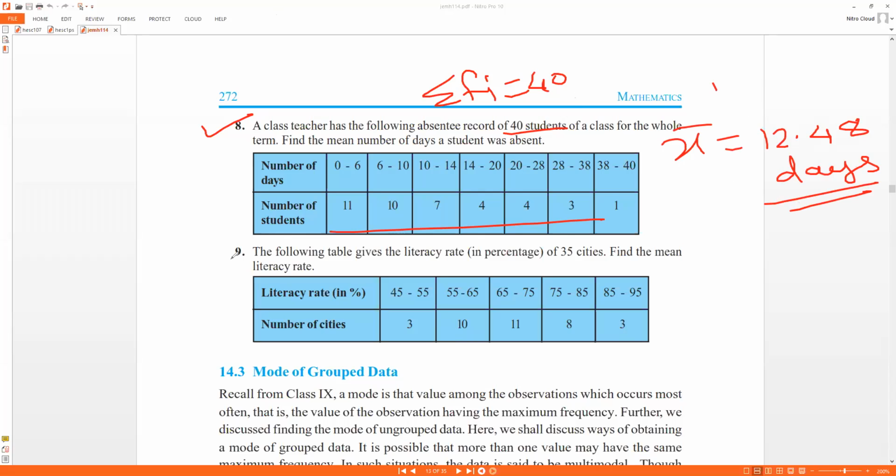All right. So ninth one. The following table gives the literacy rate in percent of 35 cities. Find the mean literacy rate. Will you be able to do it or should I show it? Sir, assumed mean. Try. Yes, try it. Assumed mean method ni करा बघू. I think तुम्हाला 70 assume करायला लागेल. You can assume 70 as the mean percentage literacy rate.